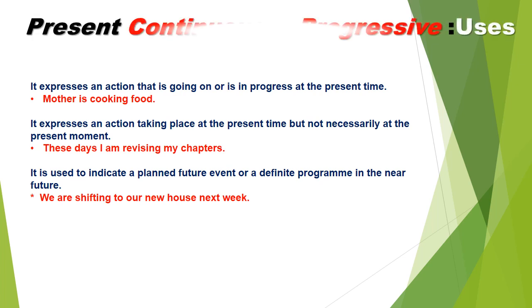Present continuous expresses an action taking place at the present time but not necessarily at the present moment. These days I am revising my chapters. It is used to indicate a planned future event or a definite program in the near future. The example is: we are shifting to our new house next week.